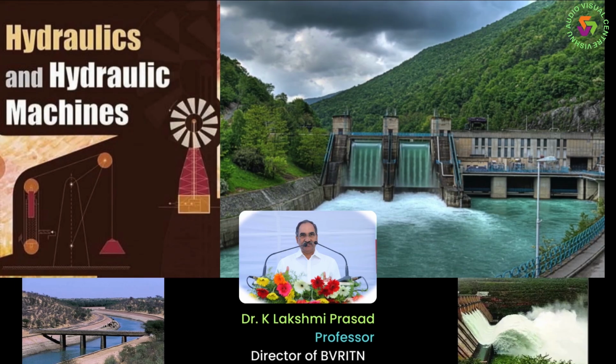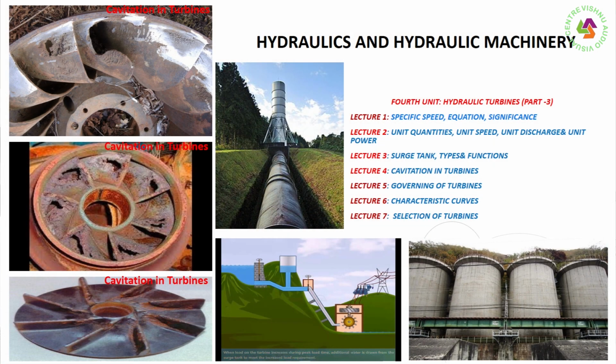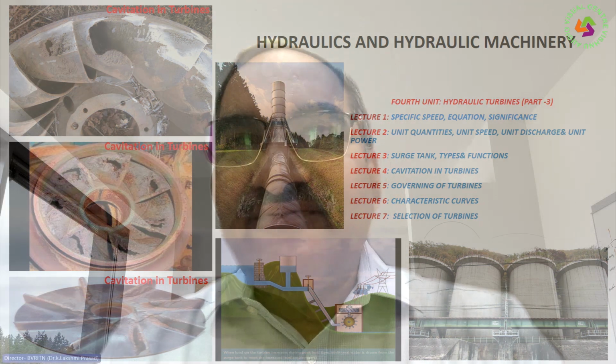We are now in Unit 4, Part 3, which deals especially with hydraulic turbines and some of the important points like specific speed, unit quantities, governing of turbines, surge tanks, selection of turbines, cavitation in turbines, and lastly, characteristic curves. So these are the various short notes that we have in this particular unit.